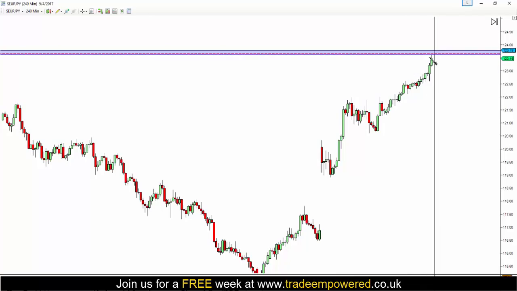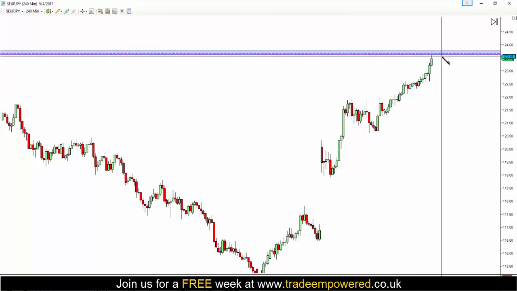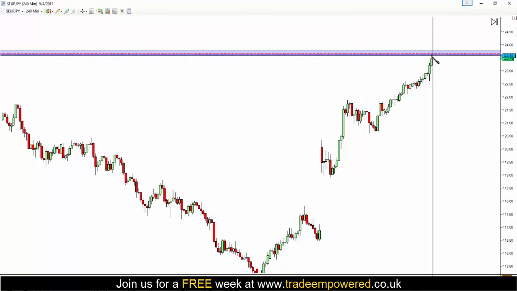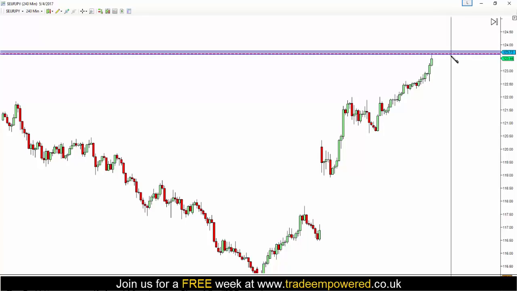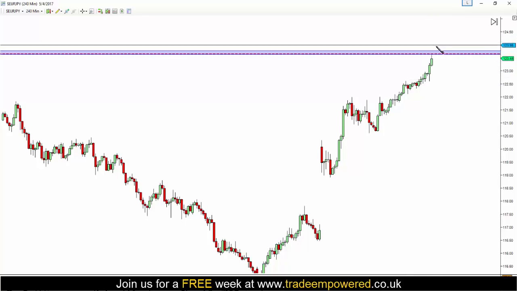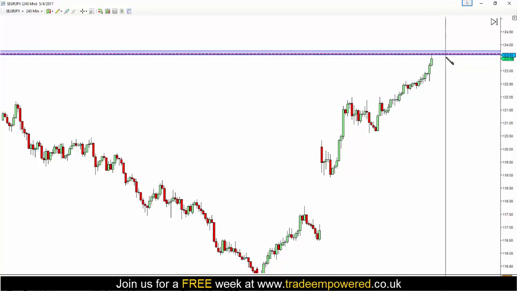But for me, structure is the most important thing in my trading. We've got major structure on the higher time frame. This is certainly where I'm looking for a double top entry, and I can also jump down to a lower time frame, so the 60-minute time frame, to look for that double top.